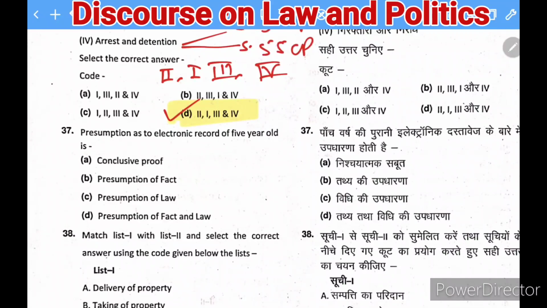Next question. Presumption as to an electronic record of 5 years old is. The options given are: conclusive proof, presumption of fact, presumption of law, and presumption of fact and law. So which is the right answer? The right answer of this question is that it is only a presumption of fact. Okay, here you can use section 90A of the Indian Evidence Act.